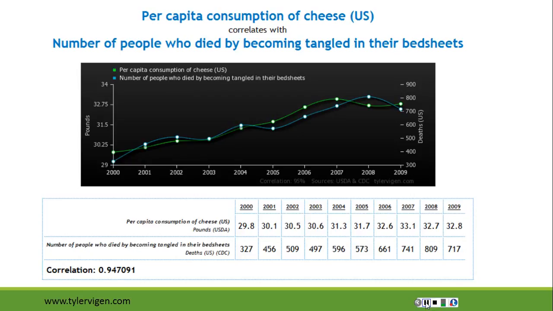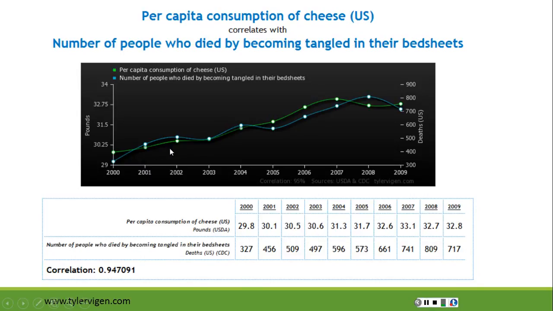So as you see in this graph, looking at the USDA and CDC data sets, there is a distinct correlation between the per capita consumption of cheese in the United States and the number of people who died by becoming tangled in their bed sheets.